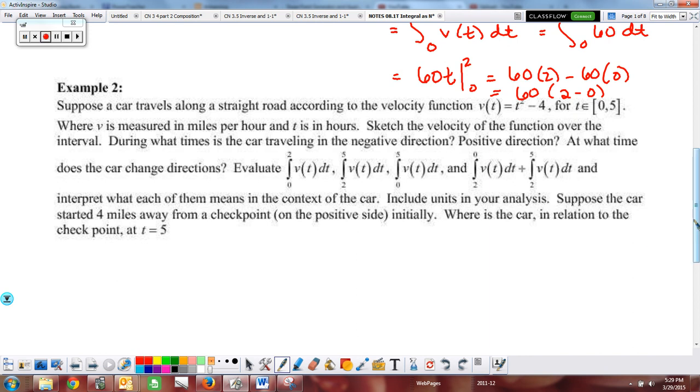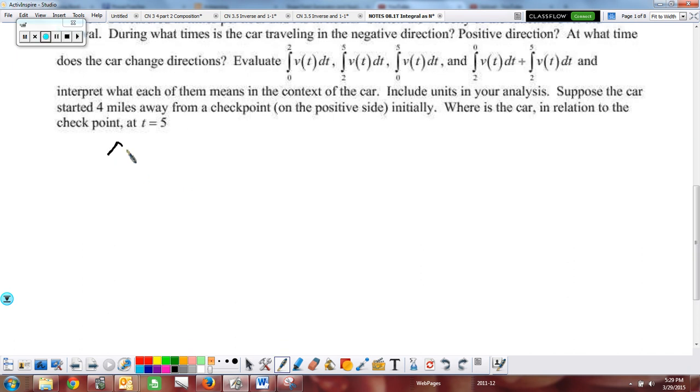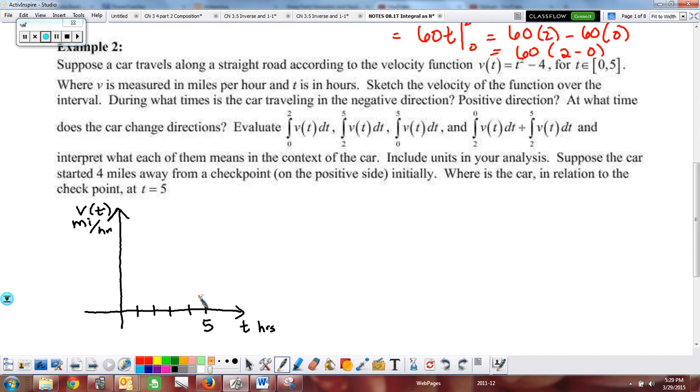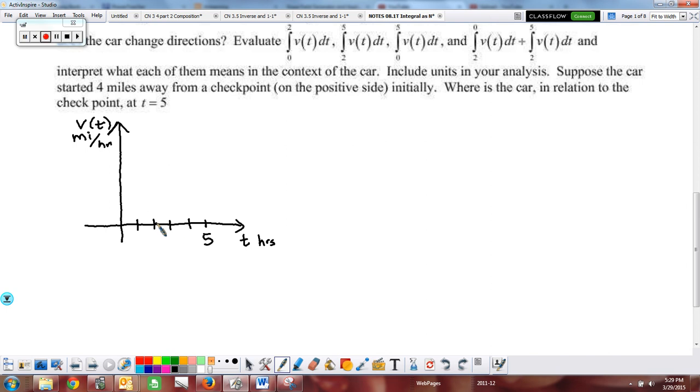So let's sketch our picture first, just so that we know what we're talking about. All right, so we're going 0 to 5, 2, 3, 4, 5. This is going to be my time. We're measuring our time in hours. This is going to be my velocity curve, which I'm measuring in miles per hour. We're using the formula t squared minus 4, which is nothing more than a parabola that's been shifted down 4, and has an intercept here at 2.